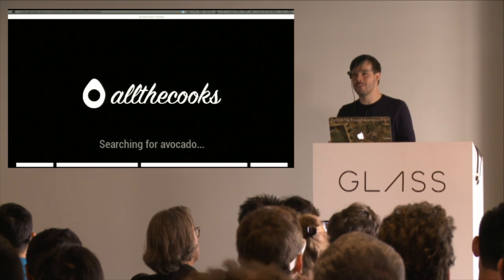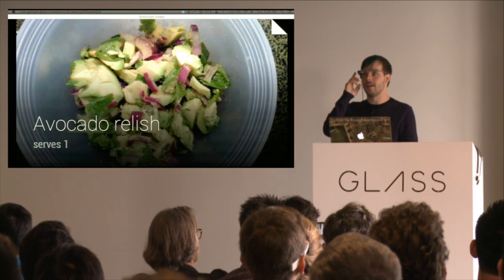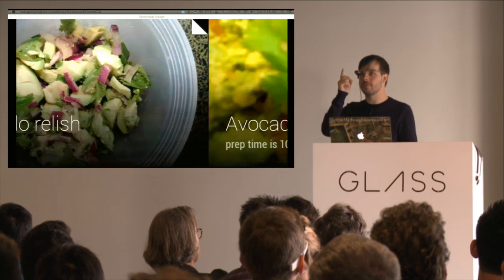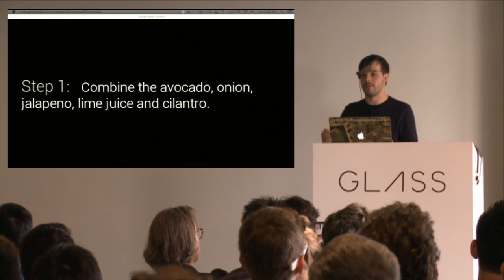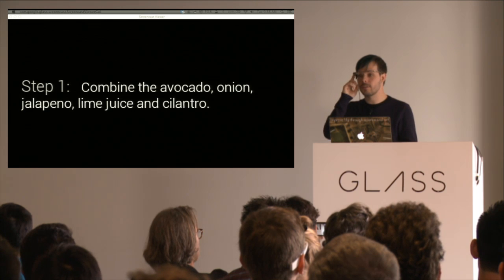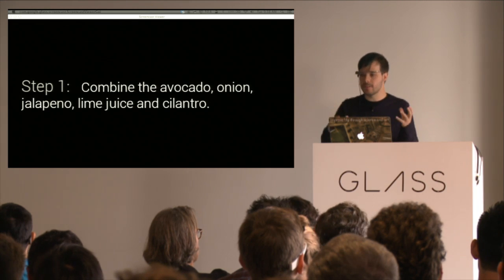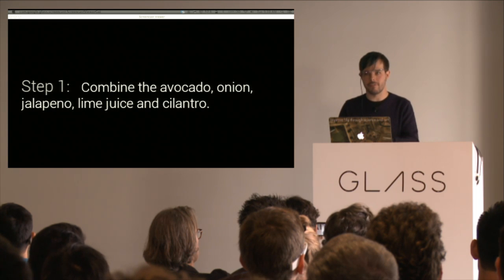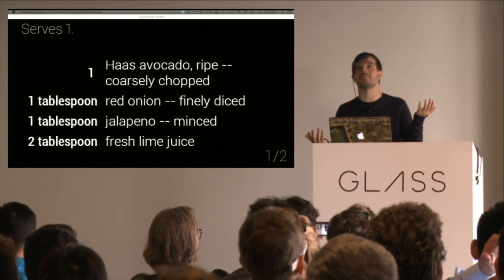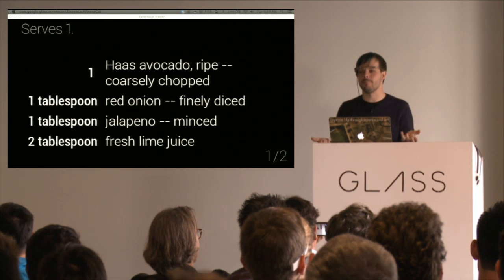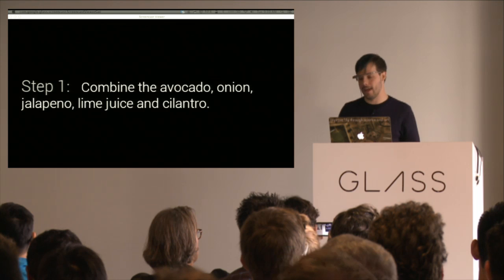So All the Cooks is now searching for avocado recipes on the internet, and I get some really cool pictures here. I'm going to scroll over back and choose avocado relish, and here's my recipe. I can swipe forward and back through these recipe steps, and I can follow each step hands-free. If I forget how many avocados or onions, I just look up, and there's my ingredients list. It's really nice, it's simple, it's intuitive, it's that natural user interface you'd expect on Glass.